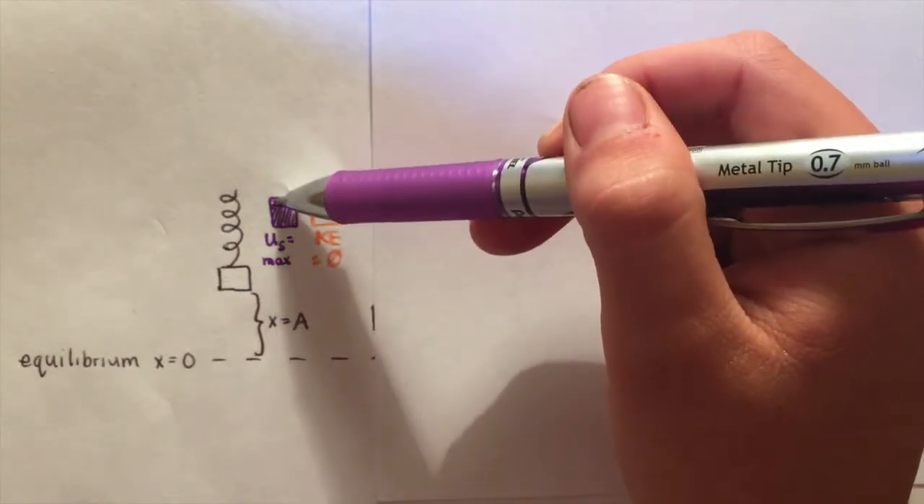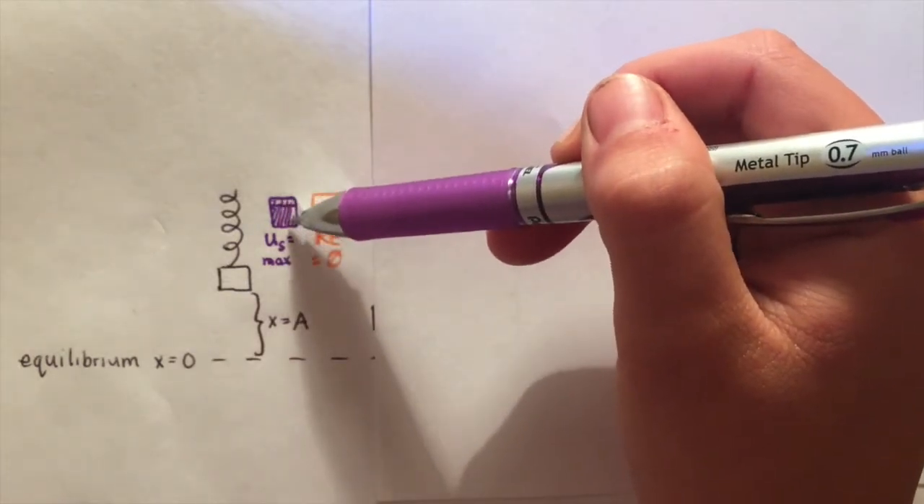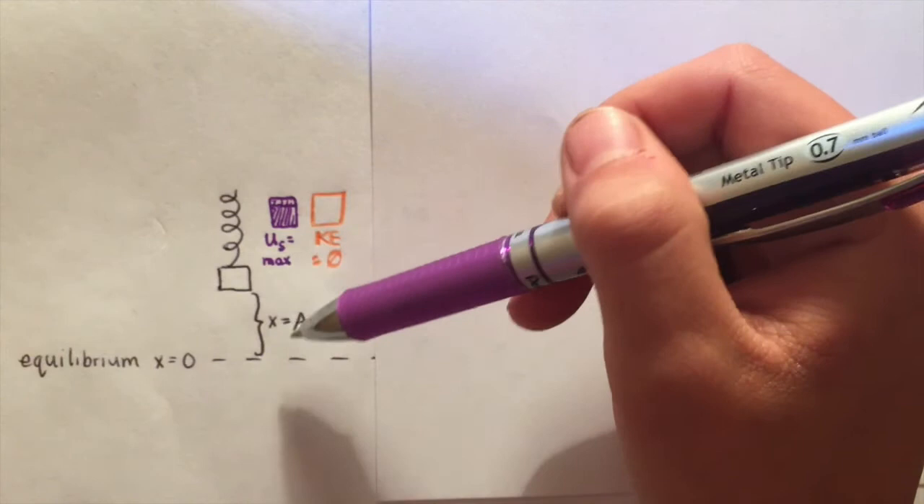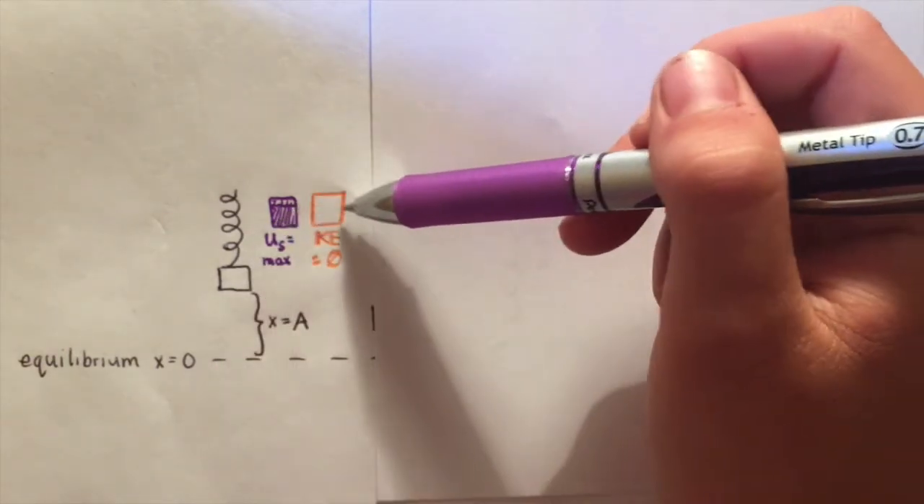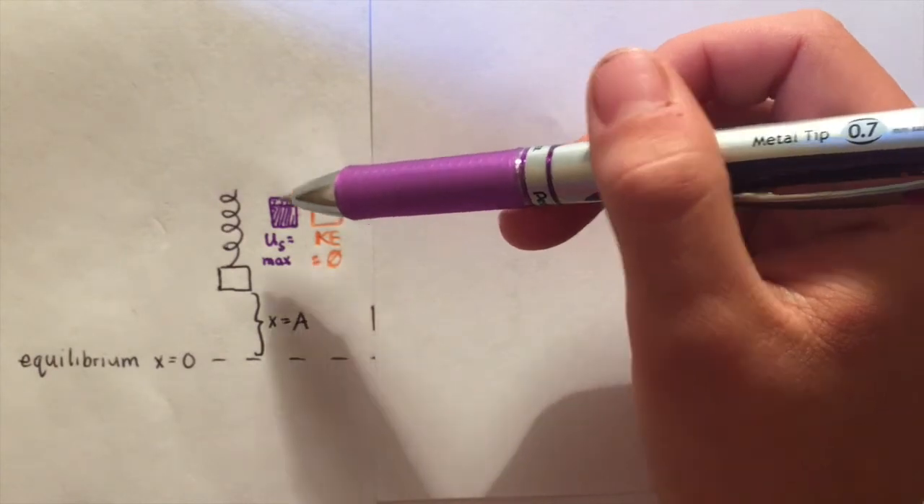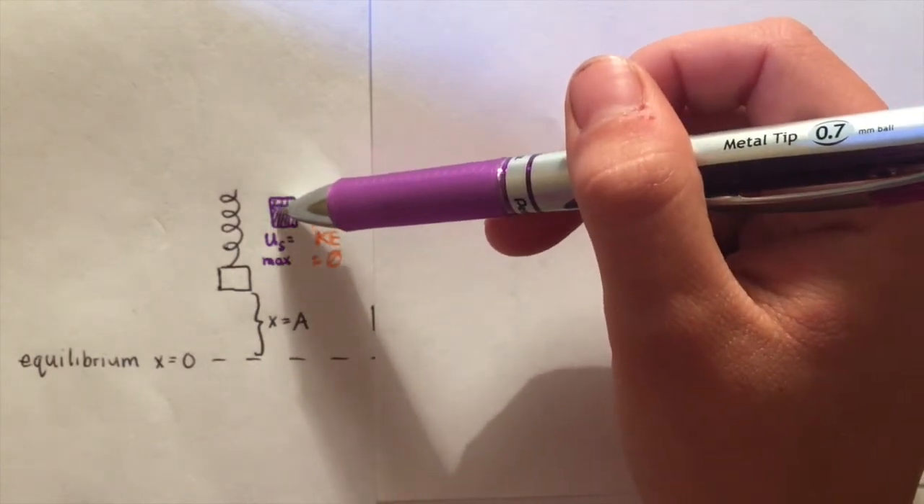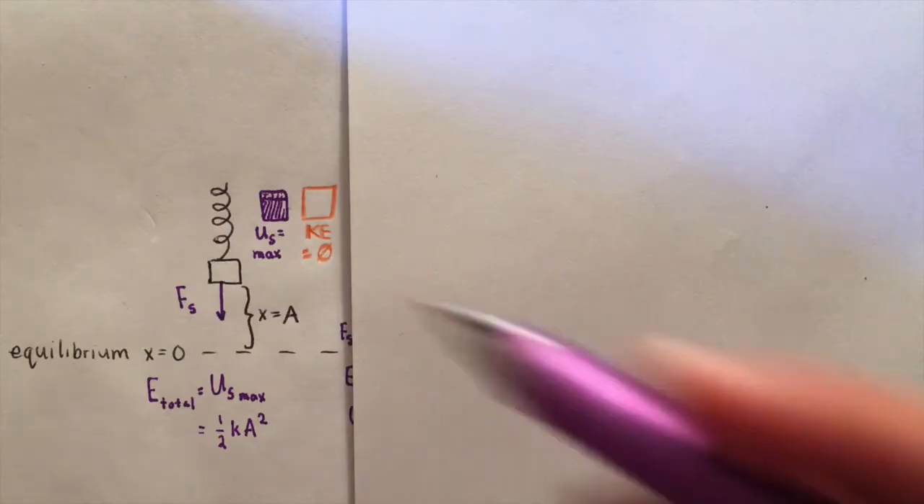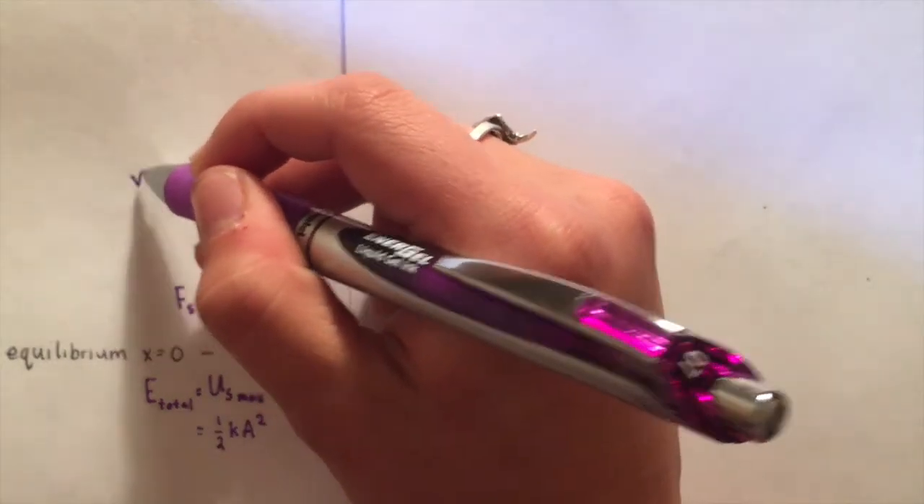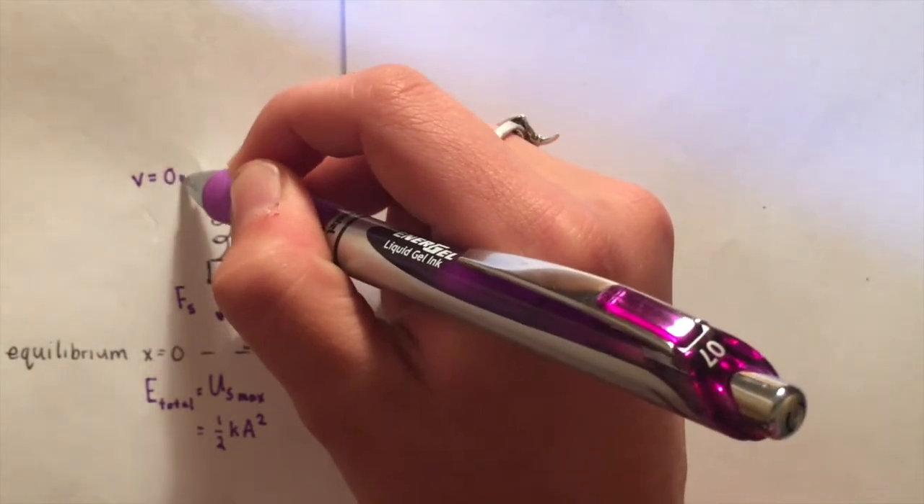So this potential energy bin is all the way full because all of the energy in the system is in the form of spring potential energy. It's not moving, so it has no kinetic energy, so the total energy is spring potential energy at this point in the cycle. And so at the beginning, it is not moving. The speed is equal to 0 meters per second.